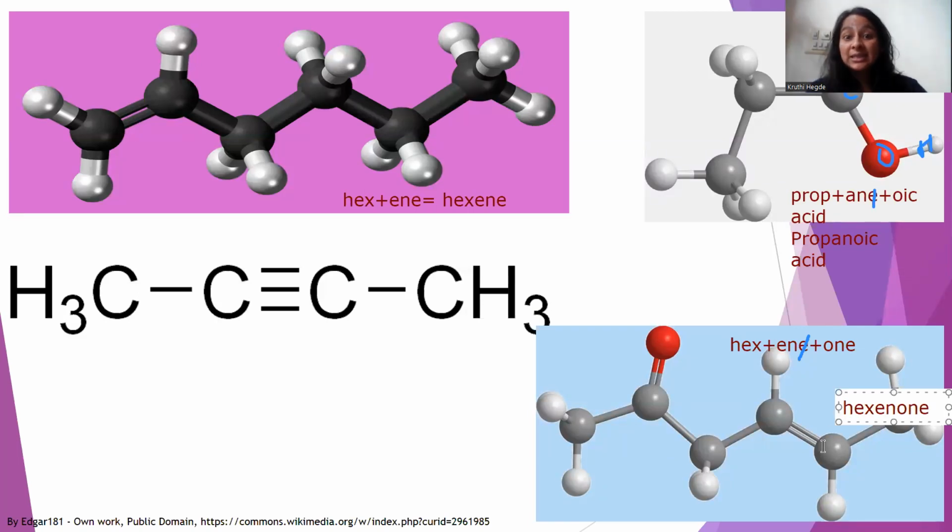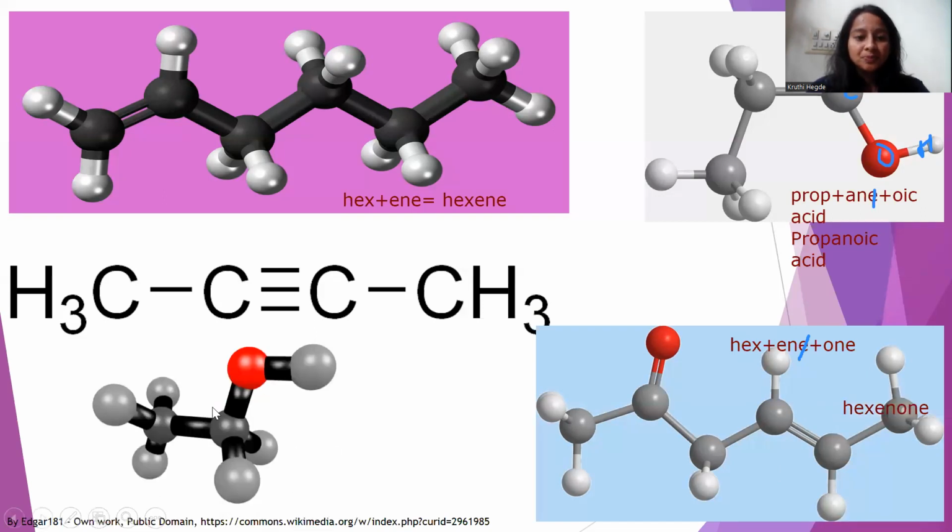HEXENONE, hexenone. Hexenone, children. Why hexenone? Because here there is a double bond. Not hexeno, it is hexenone. Got it? So one more image.